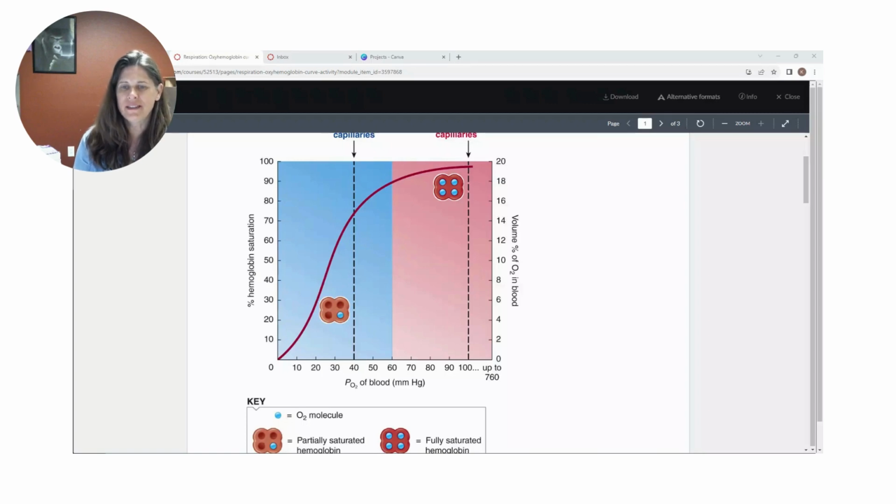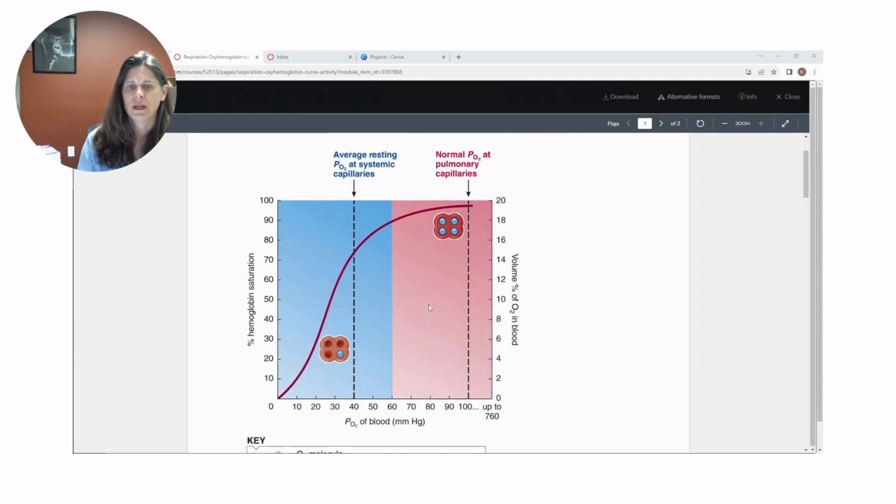Hi everyone, this is the solution video for the in-class activity we did for respiration and the oxyhemoglobin curves. Okay, and so here is the graph that we're looking at to understand oxyhemoglobin curves.